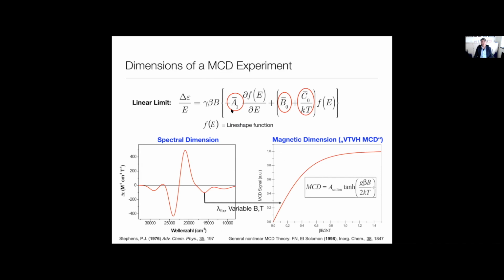MCD, of course, has several dimensions. It has a spectral dimension on an energy axis, and it has a magnetic dimension that can be explored by varying the magnetic field and the temperature. I don't want to go into that, but I think XMCD is really no different from regular MCD in that respect.